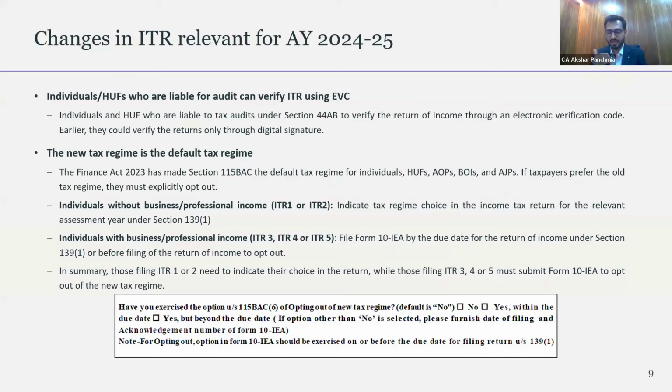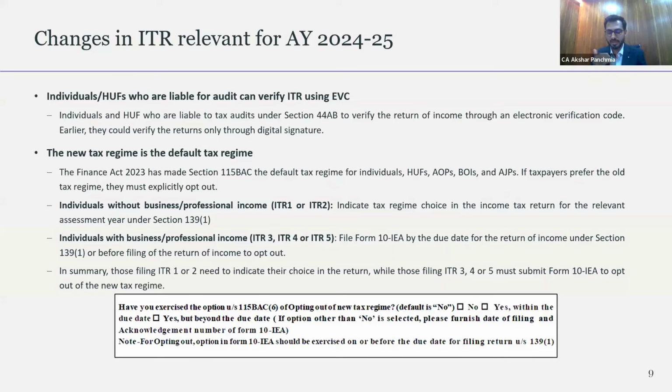Next one brings me to the amendment which was brought in the last budget, where the threshold limits for presumptive taxation were increased. However, while increasing these limits, it was mentioned that these increased limits will only be applicable if the cash receipts were limited to 5% of the total turnover or gross receipts.